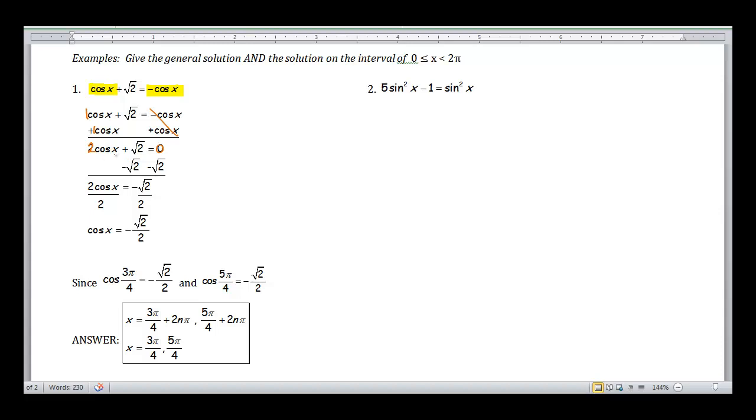We need to get the cosine x isolated. So add or subtract first. Here's subtracting root 2. Then divide each side by 2. So we're looking for where the cosine function is a negative root 2 over 2. This is when I want to bring up my unit circle.